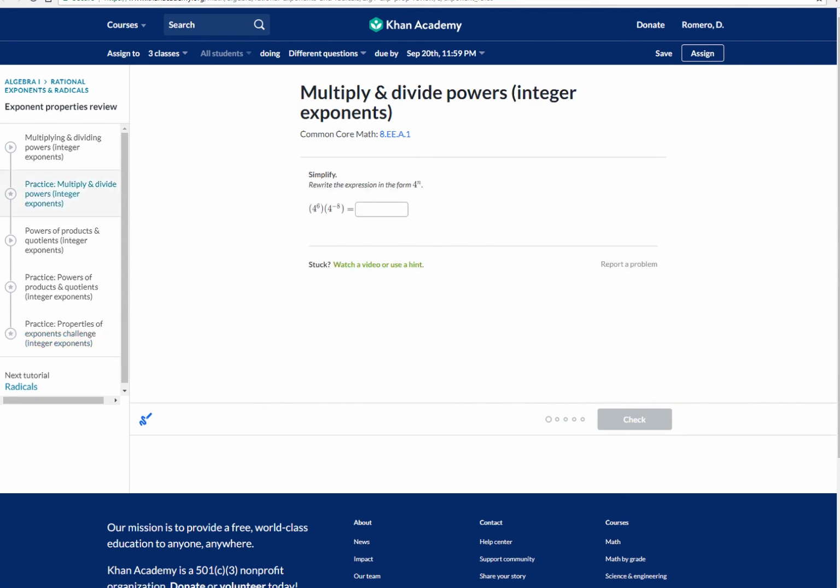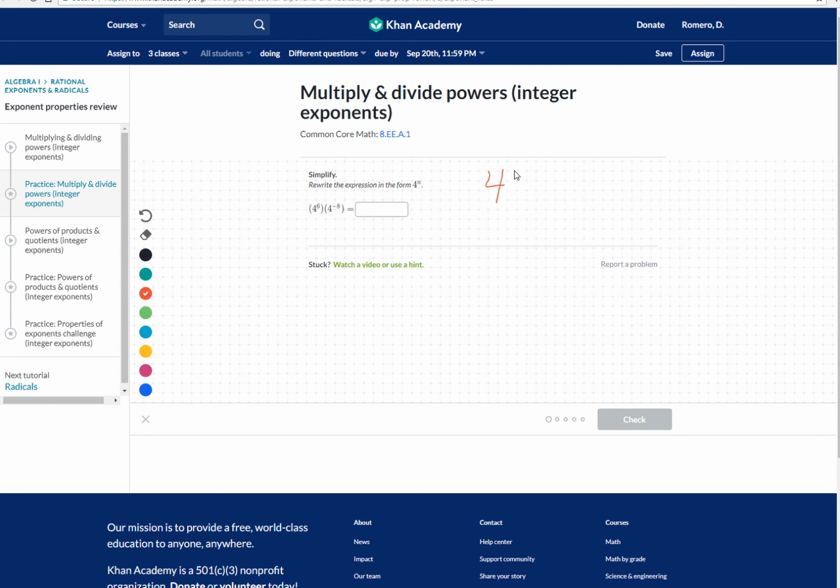Here, this is something you should have to know. Rewrite this expression as 4 to some power. And this says actually 4 to the 6 times 4 to the negative 8. Clear? Because those bases are the same, what are you allowed to do with the powers?